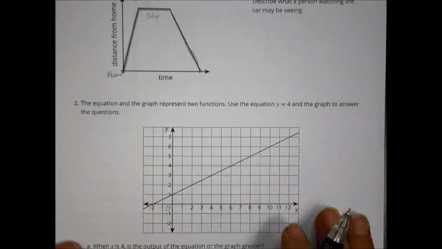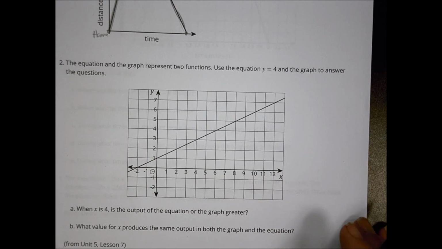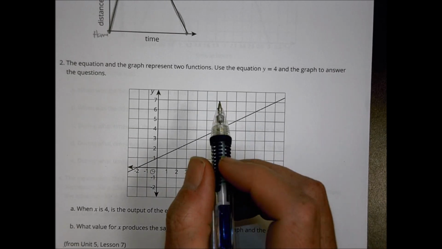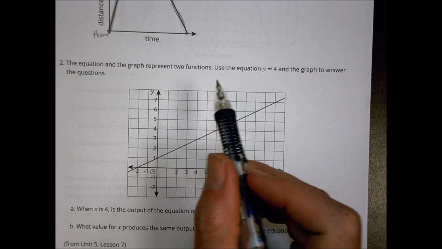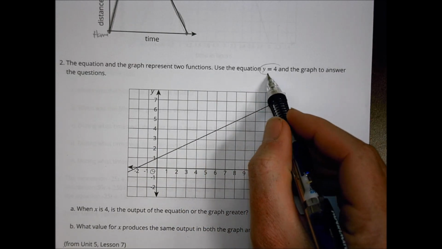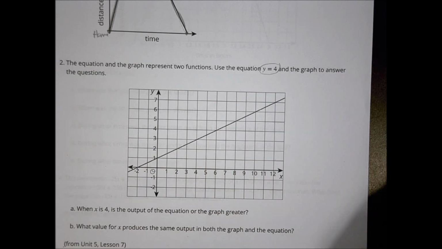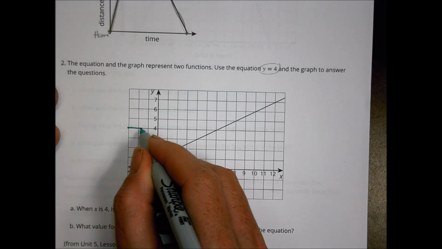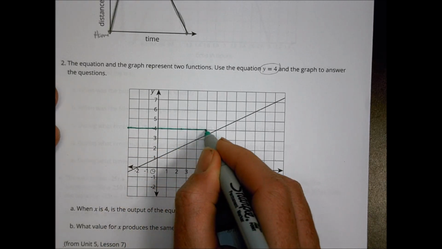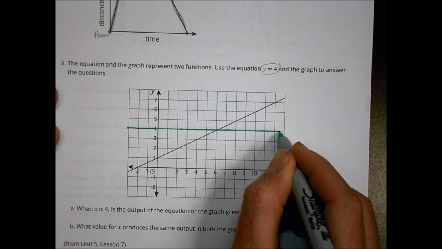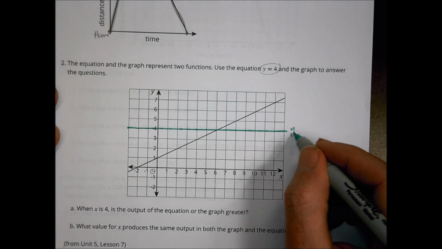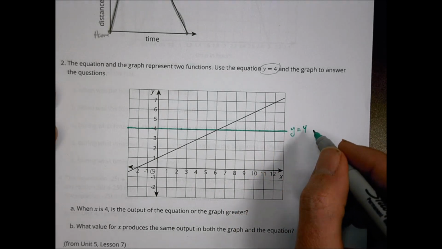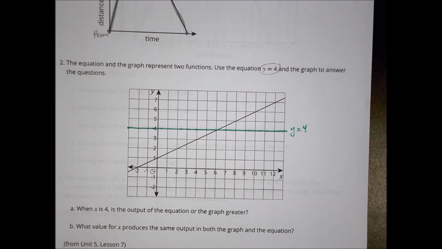Number 2. It says the equation and the graph represent two functions. Use the equation y equals 4 and this graph to answer the questions. Well, where does y equal 4? Y equals 4 is right here. Here is where y equals 4. There it is. So y equals 4 is right there.